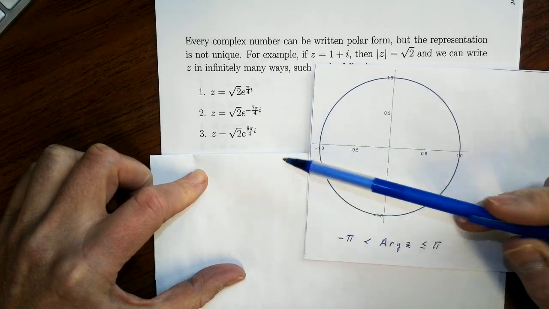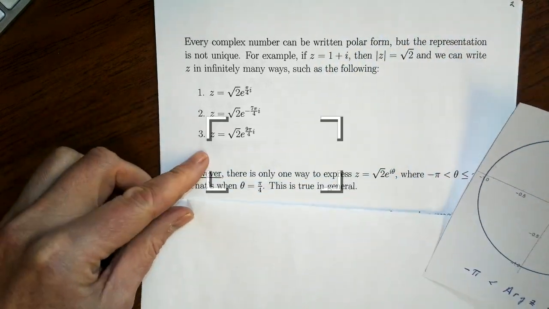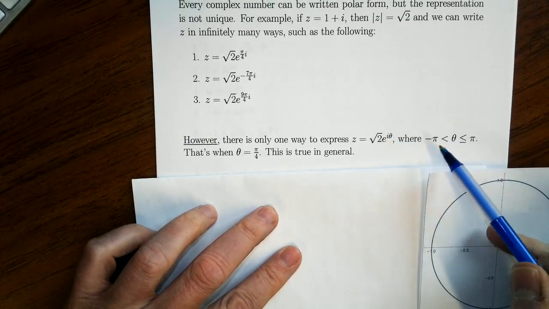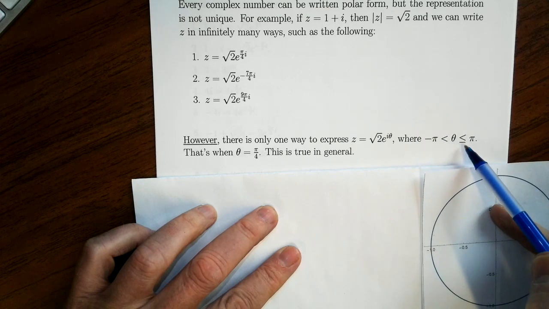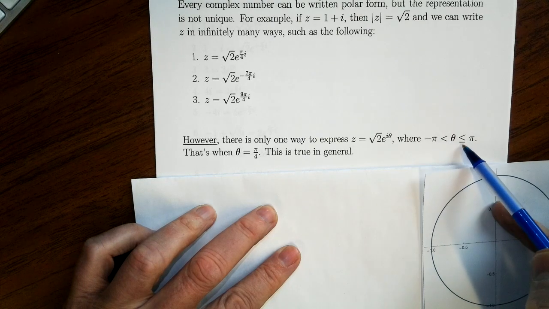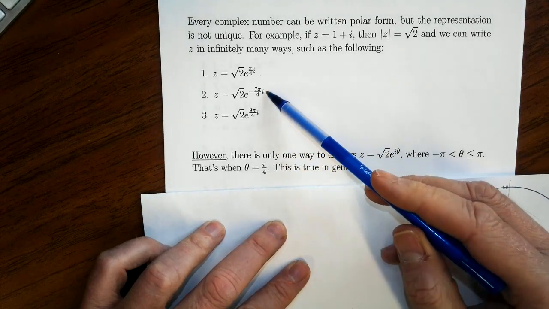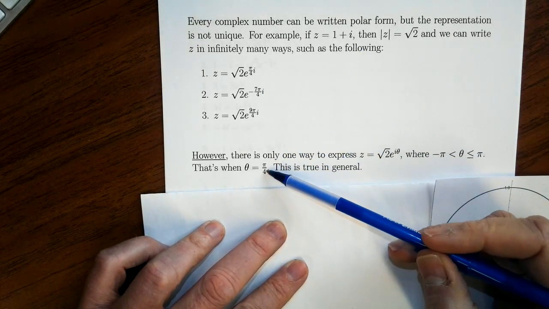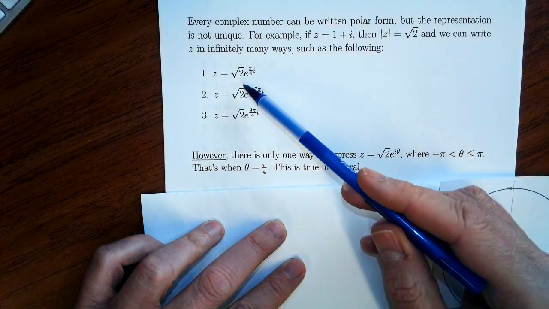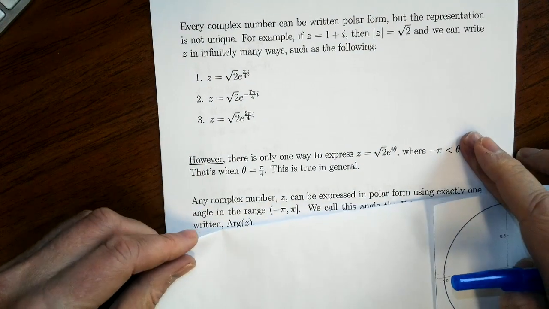We can go forwards or backwards around the circle as many times as we like. But there is only one way to express this complex number as √2 e to the i theta, where theta is restricted to be between minus pi and pi. Theta is greater than minus pi and theta is less than or equal to pi. And the only angle that works of these three choices and many others is when theta is pi over 4. And this is a true property about any complex number. If we write it in polar form, we can choose a single angle which lives in this range.